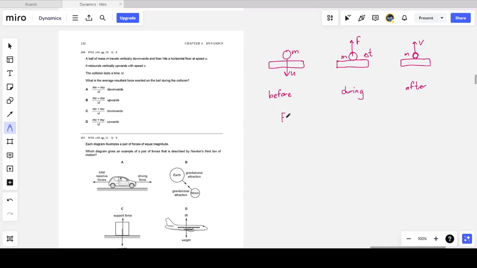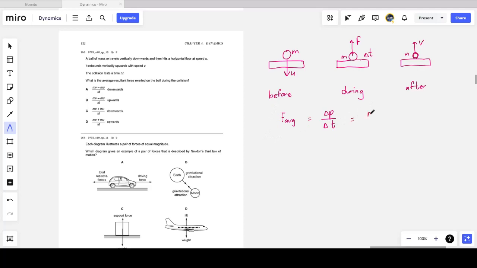Now the average force, in magnitude at least, is delta p by delta t. The reason why I'm pointing the force upward is because the object is initially moving downward and its final motion is upward. So the force must point in the direction of that final motion because it's changing the velocity from a negative value to a positive value. So the force must be applied upward on the ball as the ball applies a downward force on the floor.